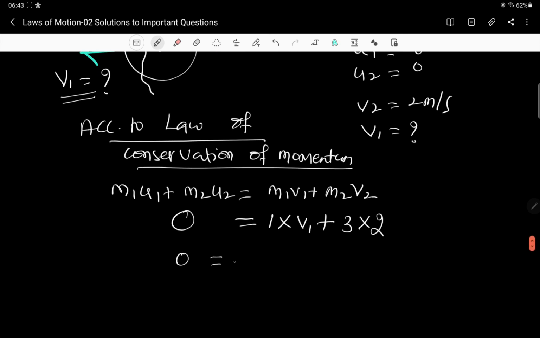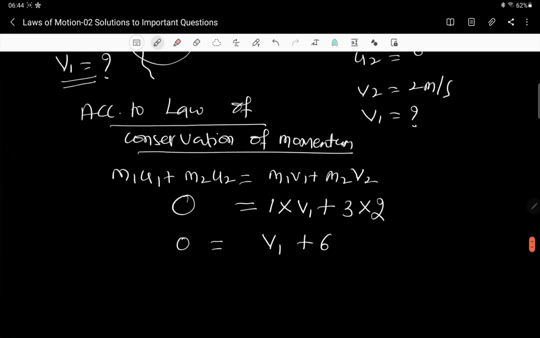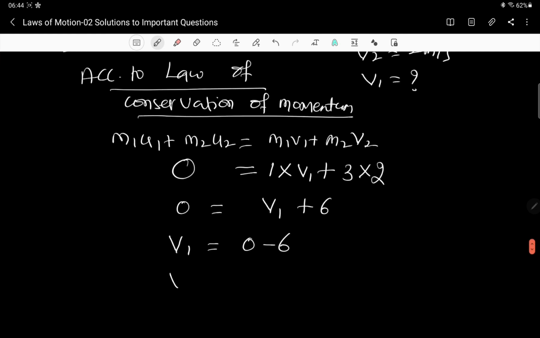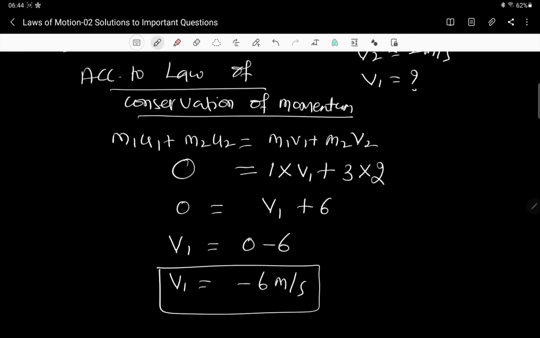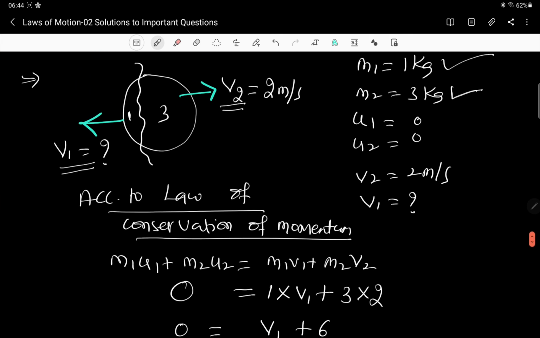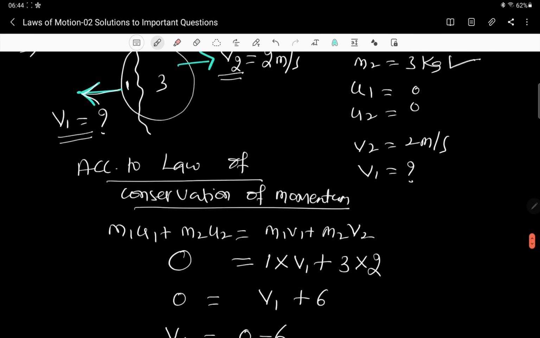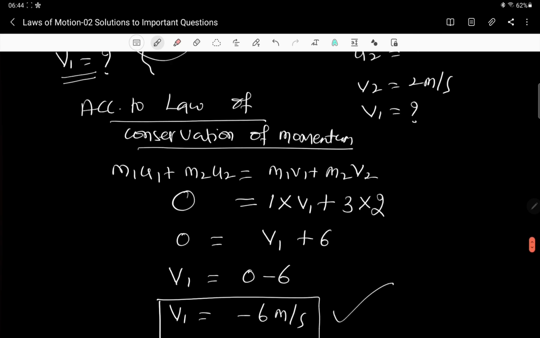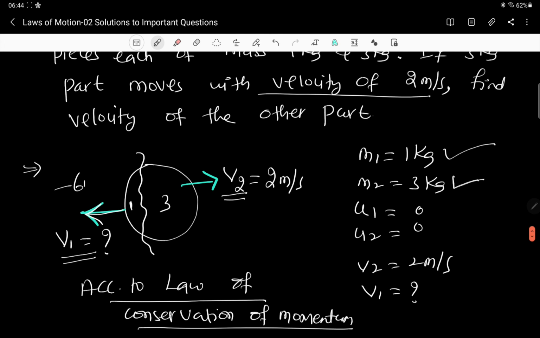All right, then 0 is equal to 1 into v1 is v1, plus 6 it becomes. Correct, no? All right, are you understanding my point? Then afterwards, you keep that v1 there only and send this 6 this side, so 0 minus 6. So then v1 is equal to minus 6 meter per second. I told you, no, you will get this as minus. All right, so why is it minus? Because it is moving in the opposite direction. And one more thing you can observe, this is minus 6 meter per second.